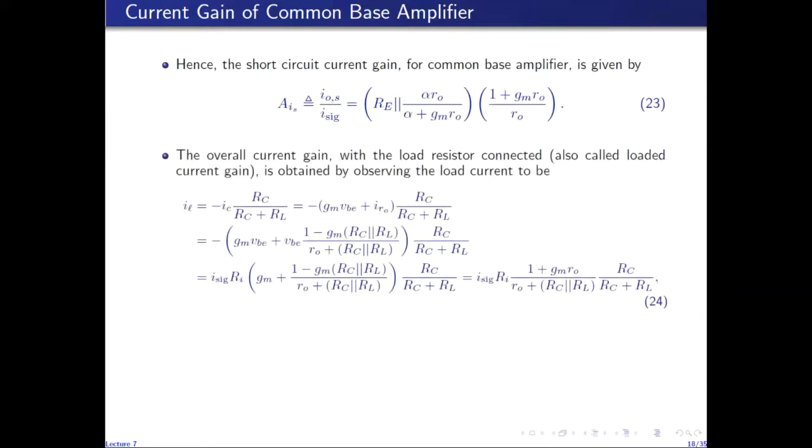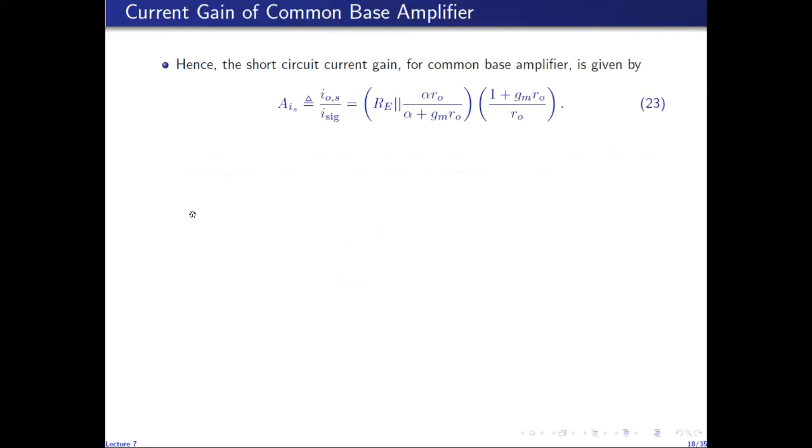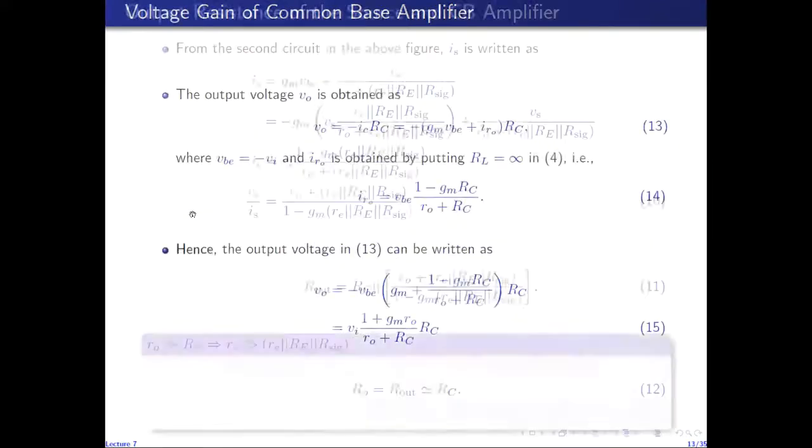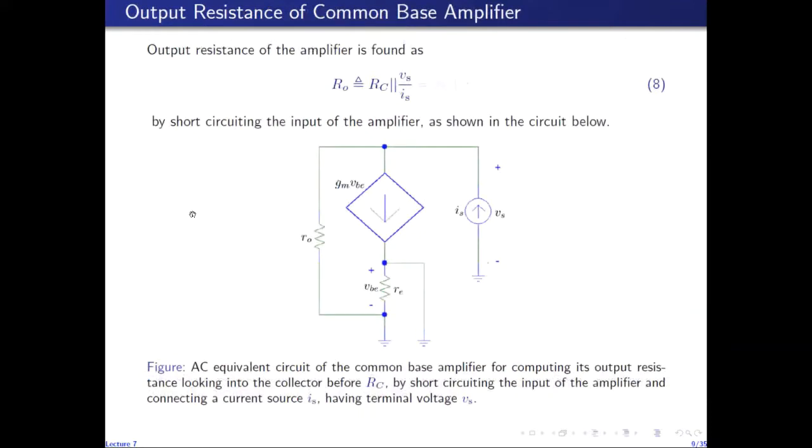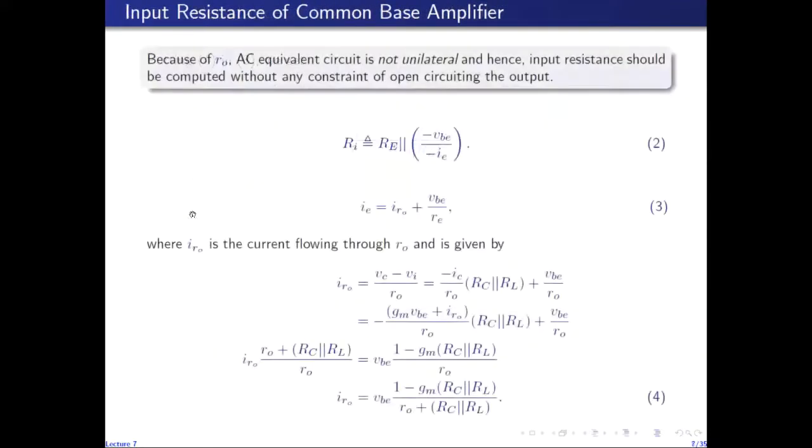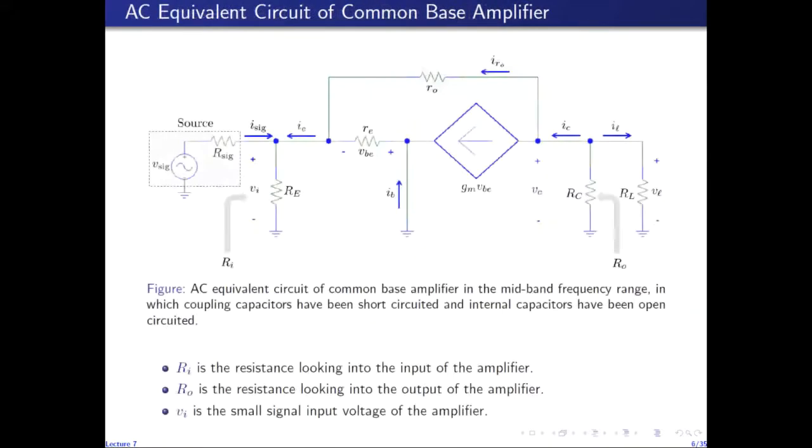The overall current gain is obtained by finding the load current. So if we go back to the actual AC equivalent circuit of the common base amplifier, then we observe that IL is a fraction of minus IC. So minus IC flows towards the right and is divided into RC and RL. So the current through RL, which is IL, is a fraction of minus IC, which is given by the current division rule. So IL is minus IC into RC over RC plus RL.